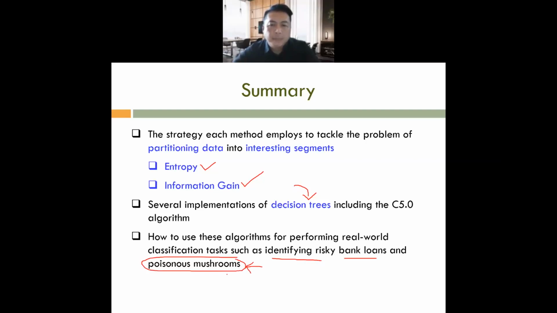Okay, so in your assignment, you'll be dealing with this data set in your practical number 5.